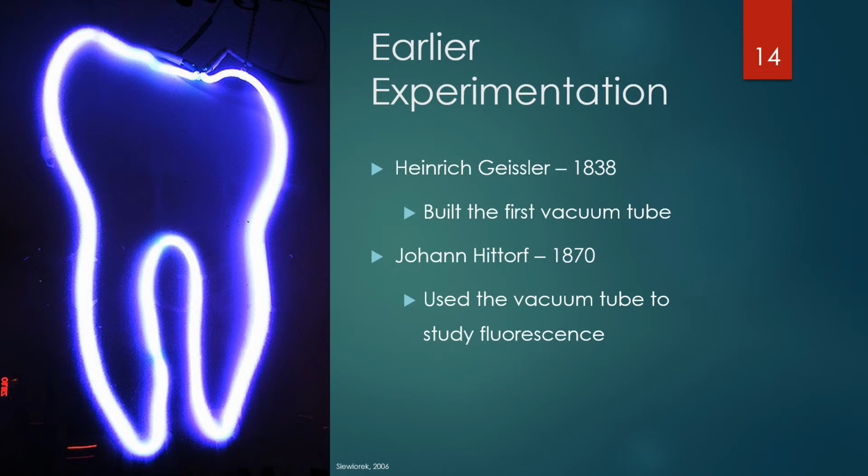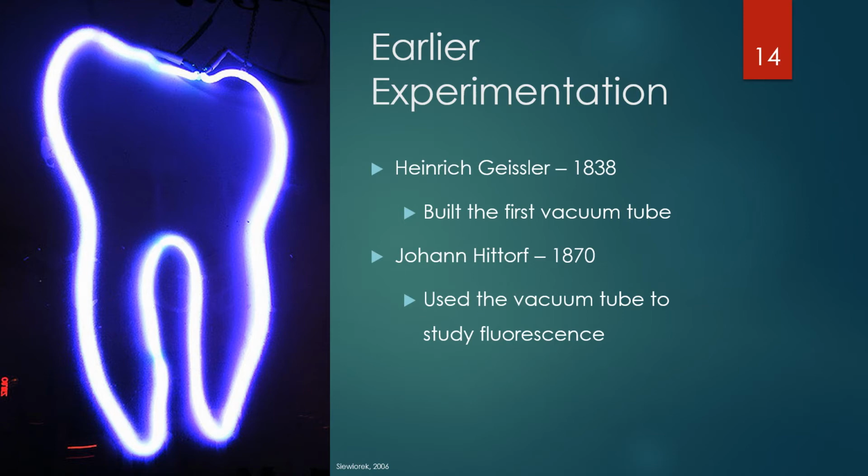All right, so before Roentgen, there was Henrik Geisler in 1838, and he built the very first vacuum tube, which Roentgen then used, obviously, to discover X-rays. But he wouldn't have been able to do it without Henrik Geisler here. And Geisler's tubes are actually used in the work which makes neon lighting possible. So thank you, Henrik Geisler, for neon.